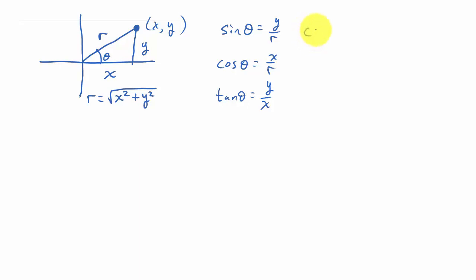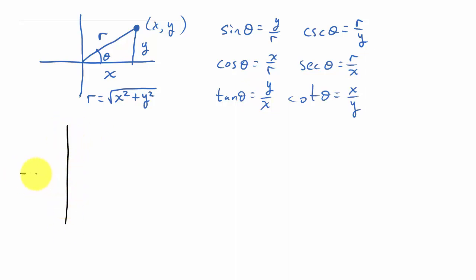And then remember cosecant theta, secant theta, and cotangent theta are just the reciprocals of these. So cosecant is the reciprocal of sine. Secant is the reciprocal of cosine, and cotangent is the reciprocal of tangent. These you should memorize. You have to memorize those. All right, so let's see what we've got.